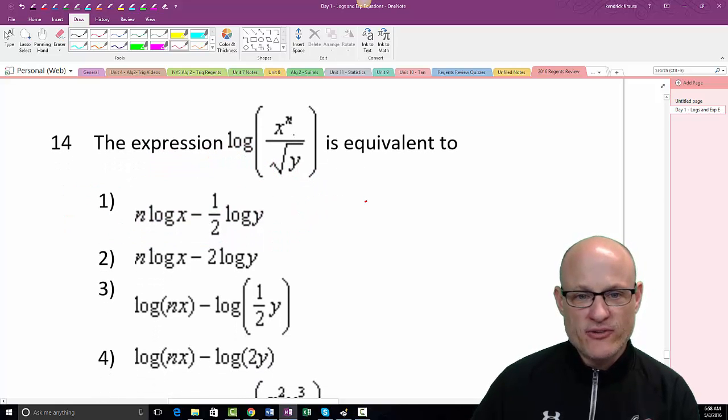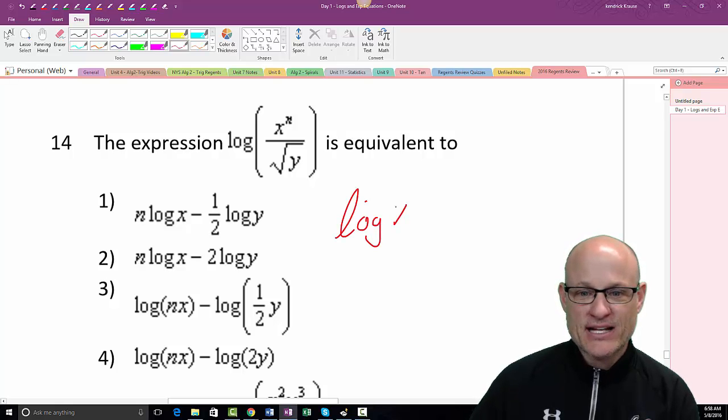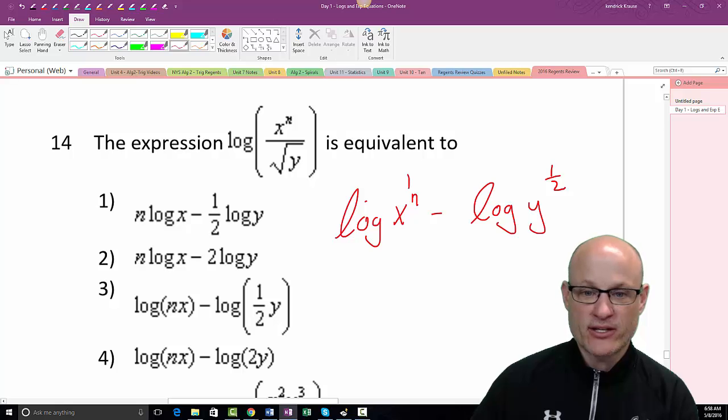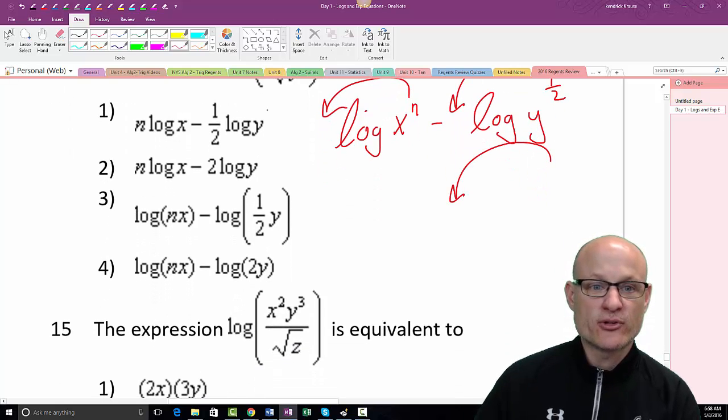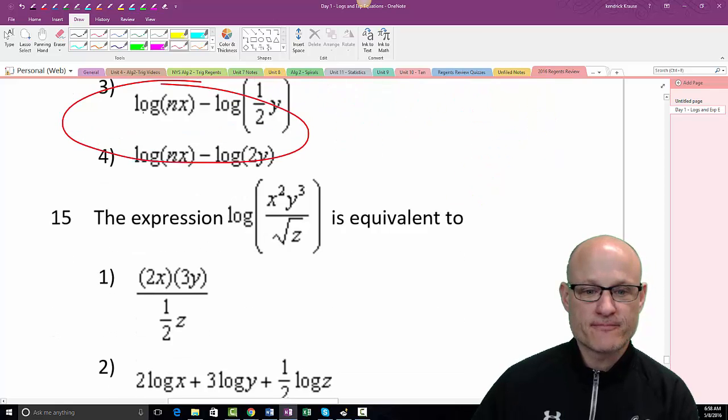So again, we've got division. So it's going to be subtraction. They're all subtraction. That's good. So this is the log of x to the n minus the log of y to the 1/2. The n goes out front. The 1/2 goes out front. And it's choice 1. 1 left.